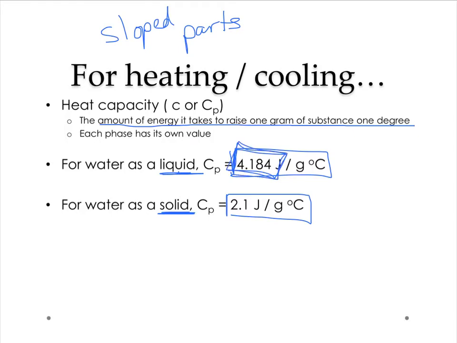So every time we take that 1 gram up a degree Celsius, it takes this much energy to do that. Now, for every gram we have, it takes this much energy. So if we were working, say, with 10 grams, to go up 1 degree Celsius, it would be 10 times this much energy.